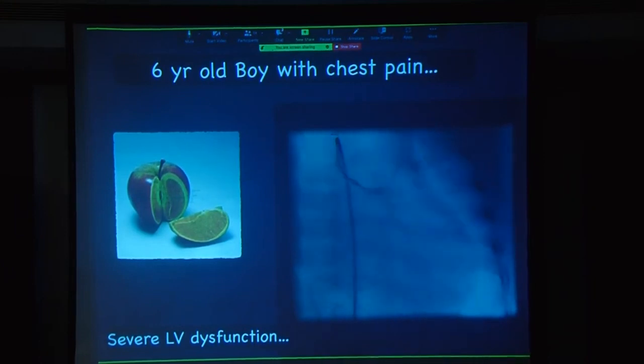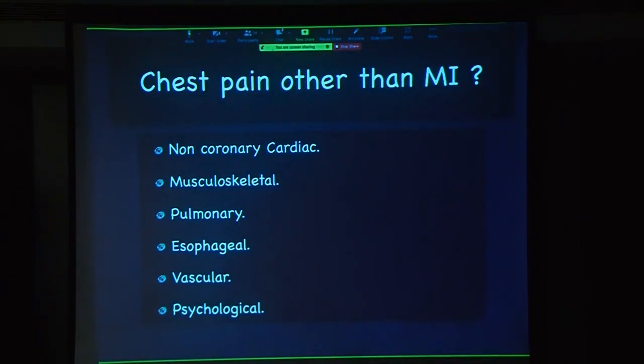Because of that, he underwent an echocardiographic evaluation, and the echocardiogram revealed that he had severe left ventricular dysfunction. And later on, he underwent an angiogram. You could see that there is aneurysm in the coronaries, there is stenosis in the coronary. Primarily, it was Kawasaki disease, and later on, he underwent bypass surgery, and we lost him.